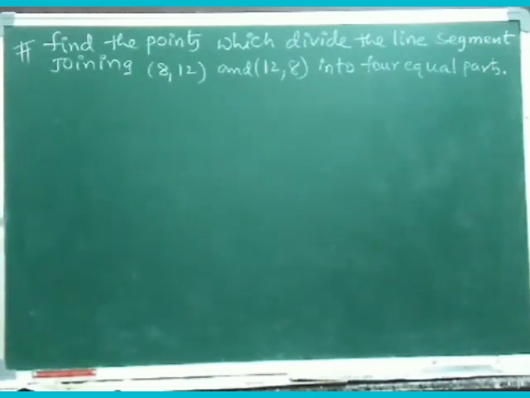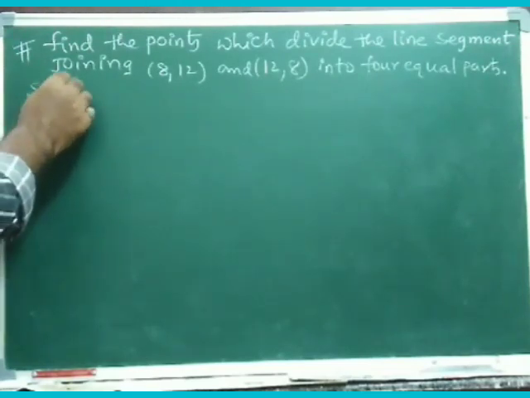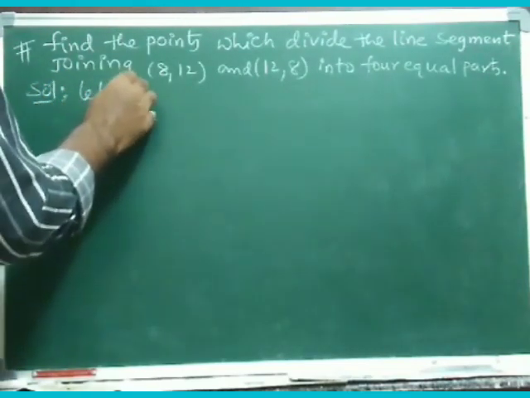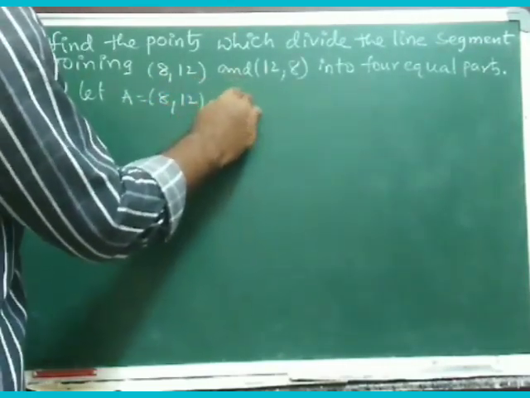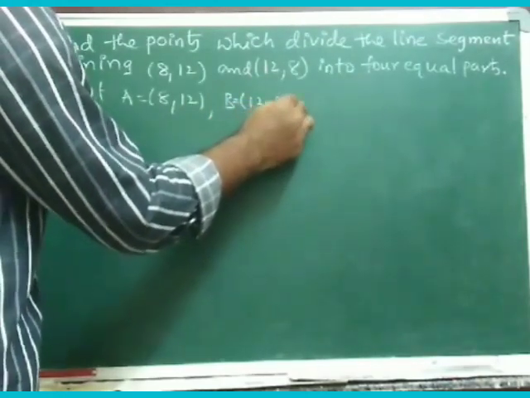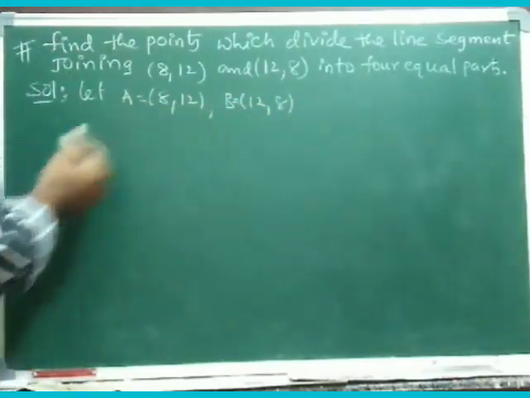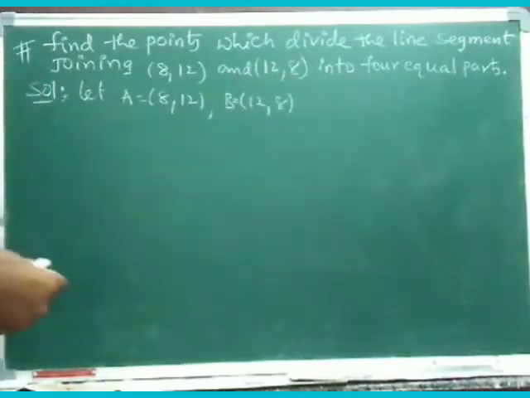So coming to the next question, find the points which divide the line segment joining (8, 12) and (12, 8) into 4 equal parts. So as usual, first of all, let us assume the given points as one is capital A and another one as capital B. So A is (8, 12) and B is (12, 8).